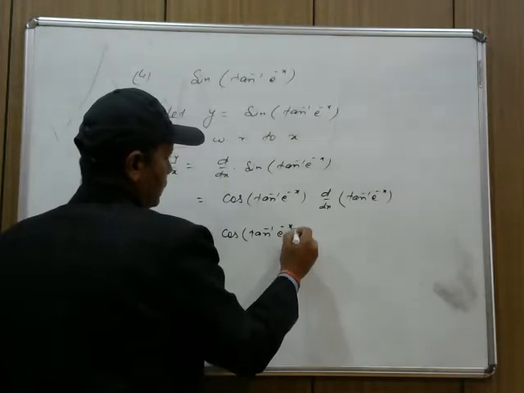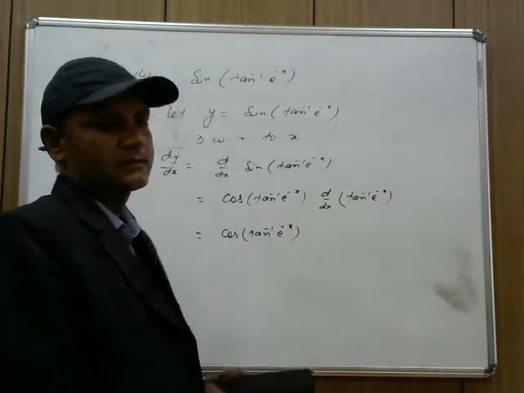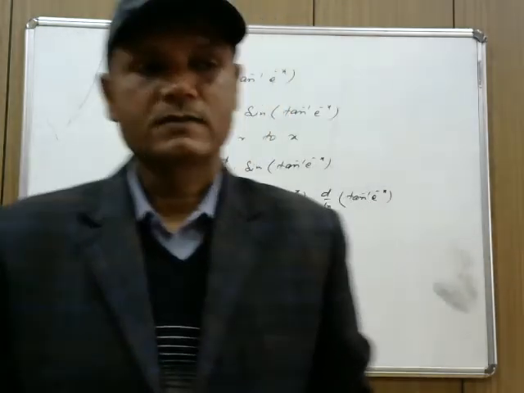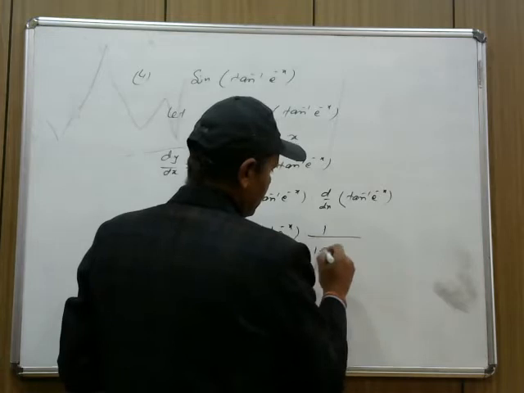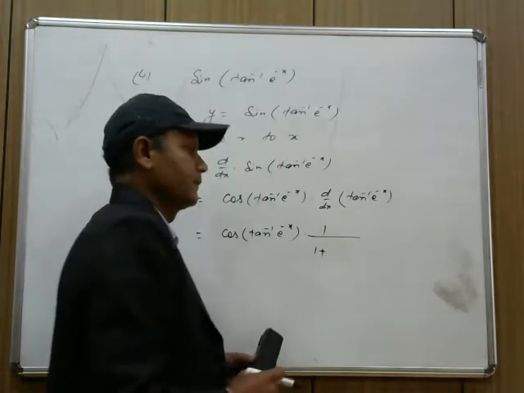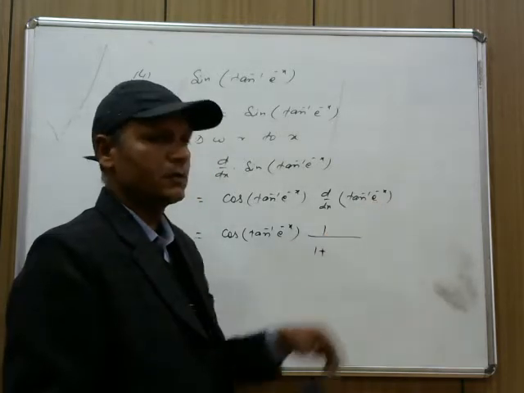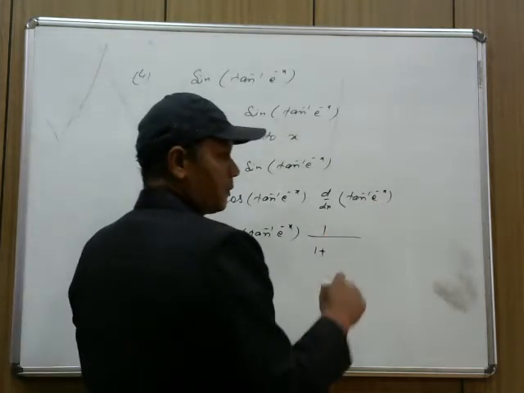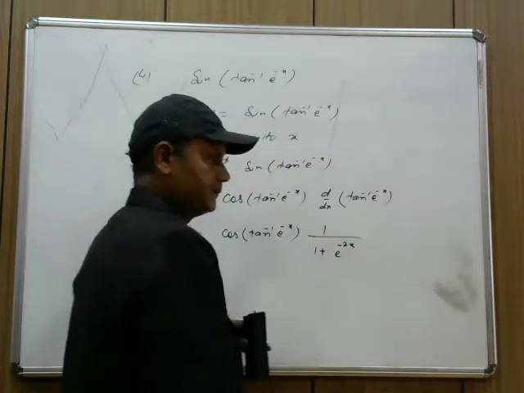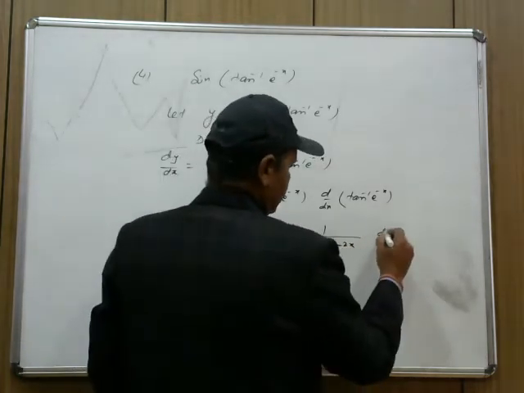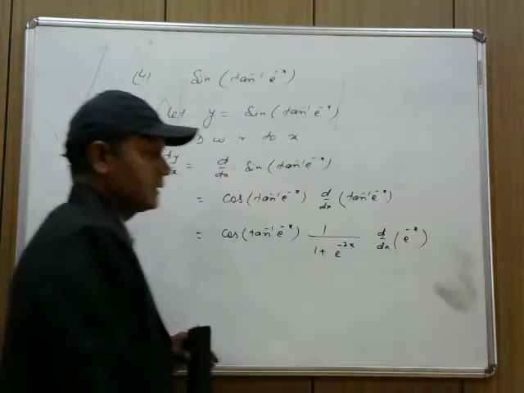This will give you cos tan inverse e to the power minus x into differentiation of tan inverse x. Differentiation of tan inverse x is 1 upon 1 plus x square. Here, in place of x, we have e to the power minus x. That is e to the power minus x whole square, that is e to the power minus 2x, can I write? And after that, differentiation of e to the power minus x.